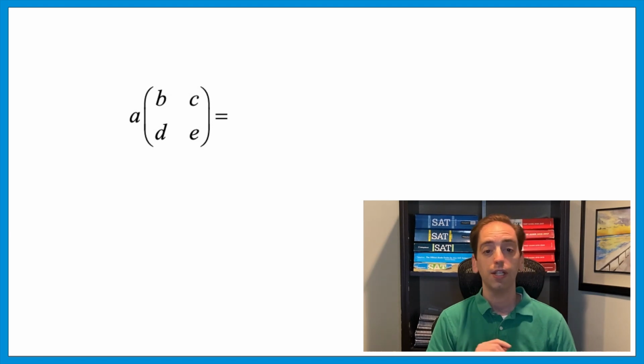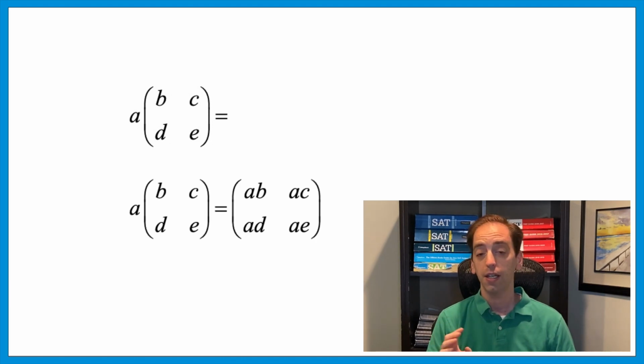And let's just look at one more. A times B, C, D, E. Take the A and multiply it to each term. That would give you AB, AC, AD, and AE. Not so bad. Okay, now we're warmed up. Now let's get to multiplying with a matrix.